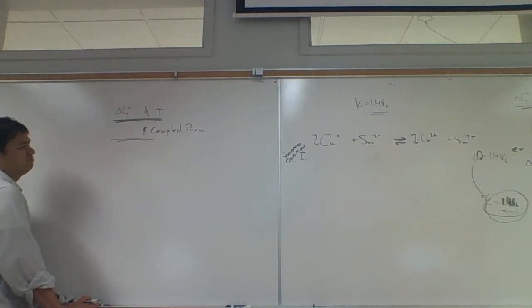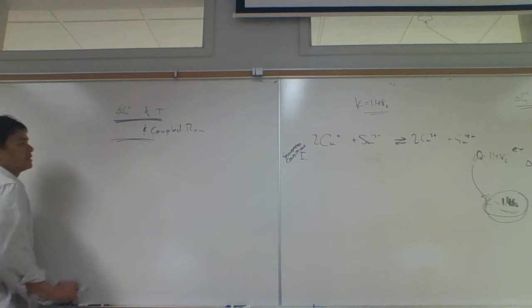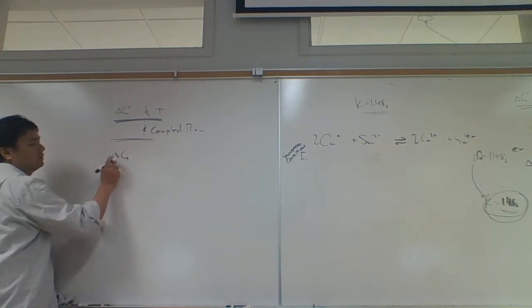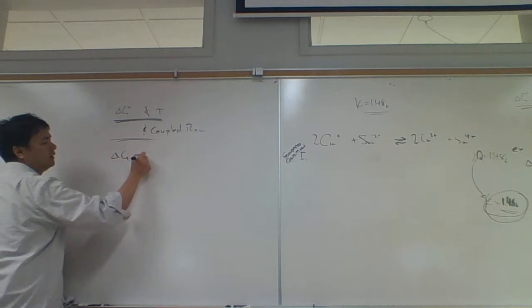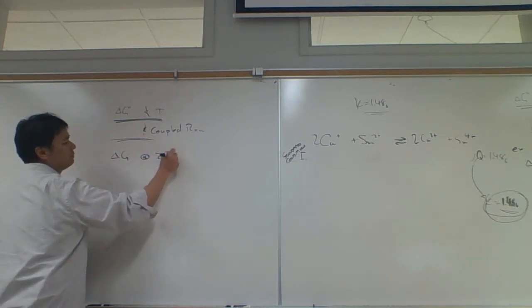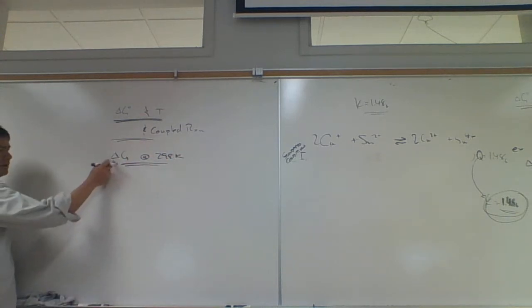But that's kind of where our options end here. What we can try to do next is go non-standard. And so if we go non-standard and we do this at 298 Kelvin, then how do we deal with that?